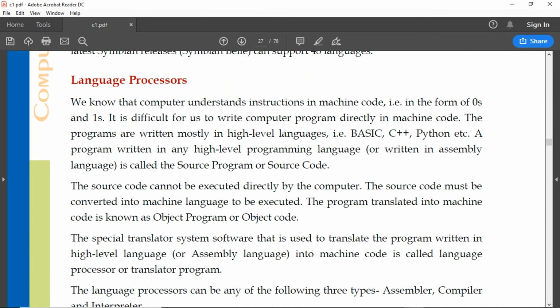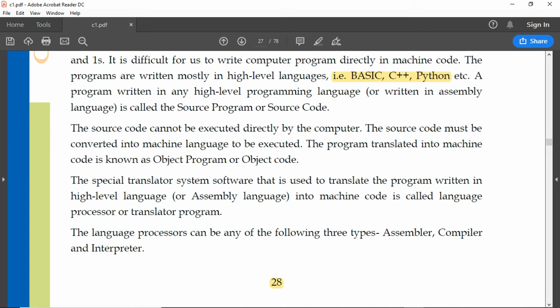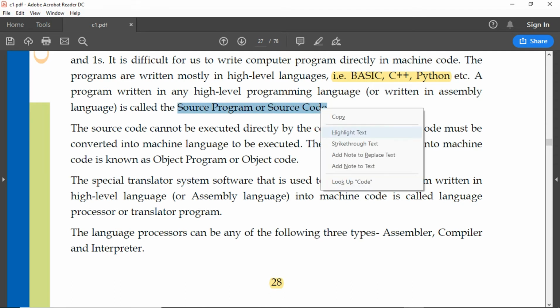Language processors. We know that a computer understands instructions in machine code, i.e. in the form of zeros and ones. It is difficult for us to write a computer program directly in machine code. The programs are written mostly in high-level languages, i.e. BASIC, C++, Python etc. A program written in any high-level programming language, or written in assembly language, is called the source program or source code.